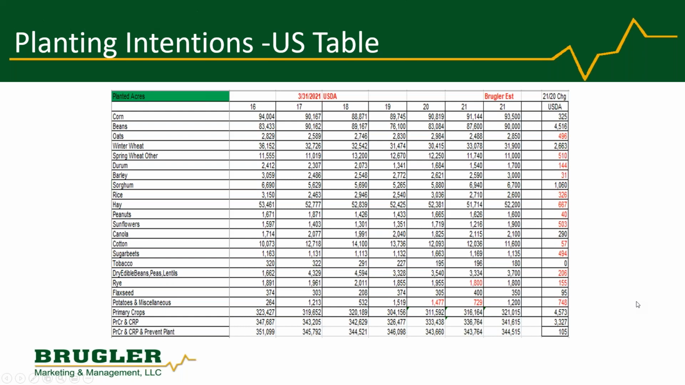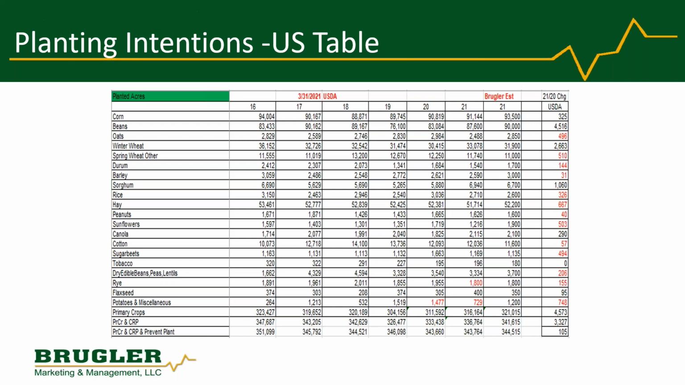Corn and soybean acreage were much smaller than the trade guess. Trade guesses were pretty close to the Brugler estimates that you see on the right. And we got a really stout reaction out of this. It took less than 2 minutes for the soybean and corn markets to go limit up yesterday.